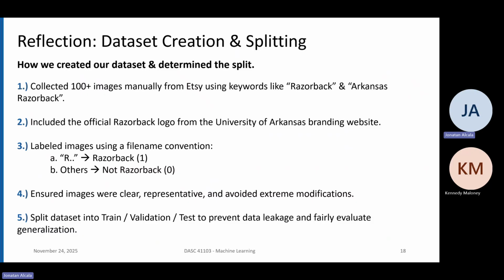Anything with R was treated as Razorback, and everything else was labeled as non-Razorback with the C. And we also made sure to choose clear representative images and avoided heavily edited or stylized versions that would be too hard for a small data set. And then we split everything into training, validation, and test sets so we could evaluate generalization properly and avoid leaking information from one set to another.